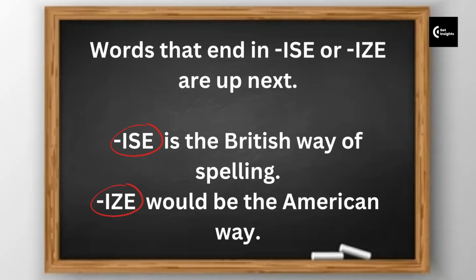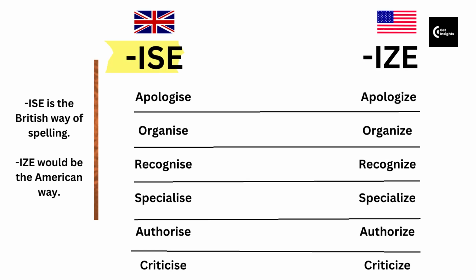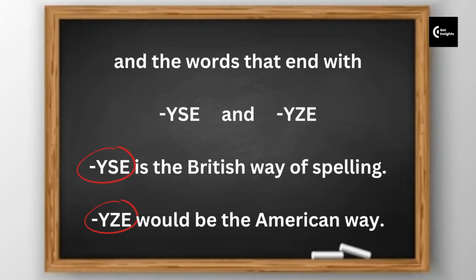Words that end in I, S, E or I, Z, E are up next. I, S, E is the British way of spelling. I, Z, E would be the American way. So, words like apologize, organize, recognize, specialize, authorize, criticize.